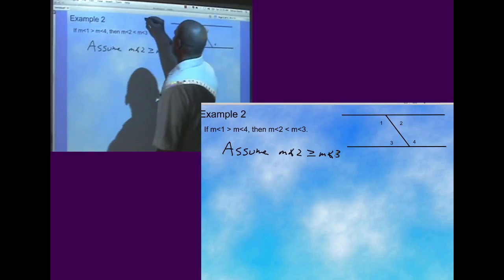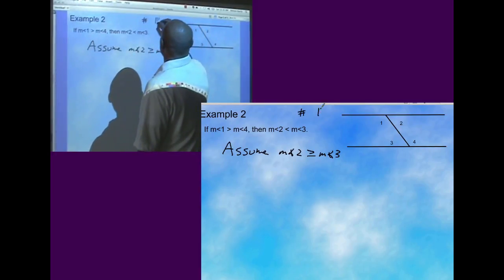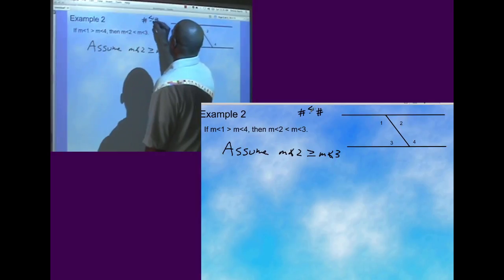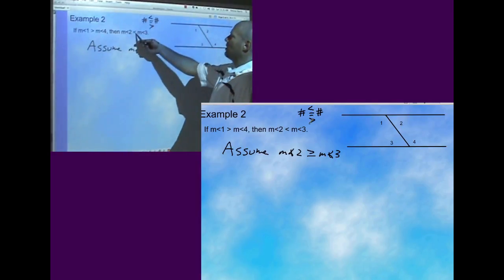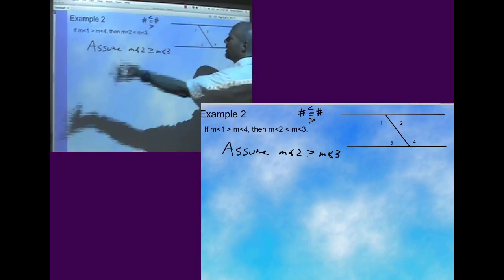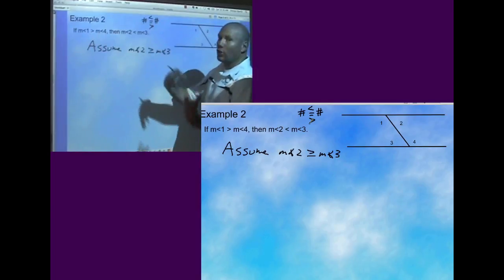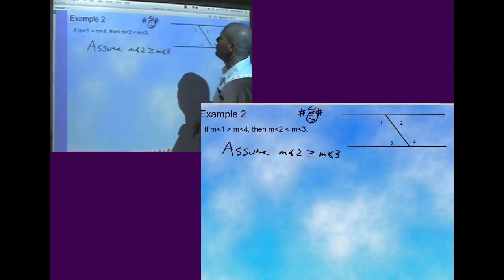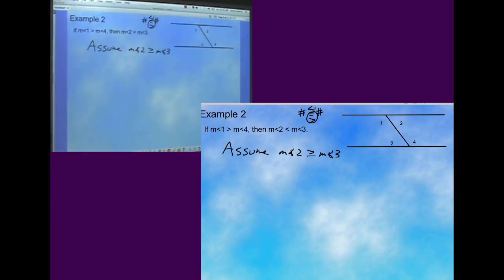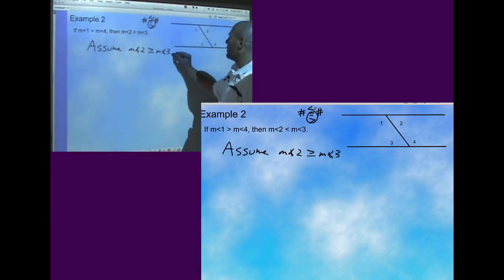There are 3 possibilities for 2 numbers. If you have a number and another number, either the first is smaller, the first is the same, or the first is bigger. In this case, I'm trying to prove it is less than, so I have to assume the opposite, or assume all the other cases. So if I'm after less than, that means I have to choose these 2, which is going to be greater than or equal to. So I'm going to assume the measure of angle 2 is greater than or equal to the measure of angle 3.